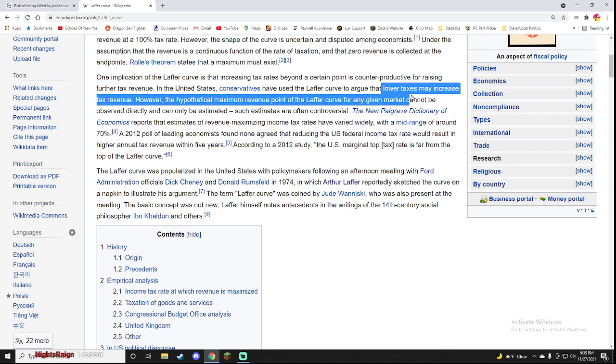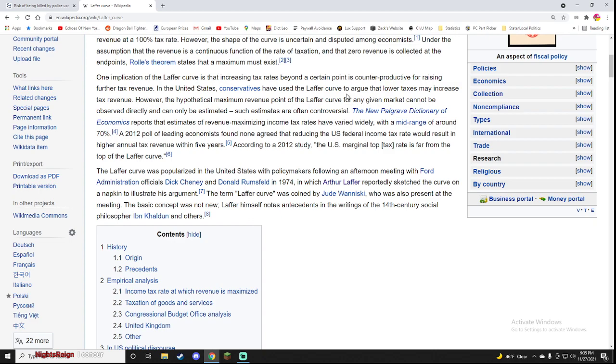How would lower taxes increase tax revenue?